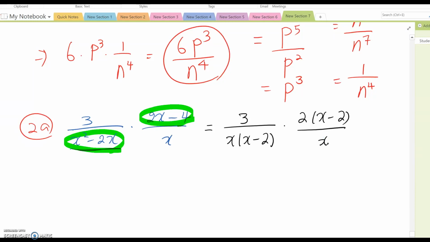Now, do you see any common factor we can cancel out between the numerator and denominator? Yes, x minus 2. And anything else? No, right? Then just multiply them. So it becomes 6 over x squared. That will be the answer for this question.